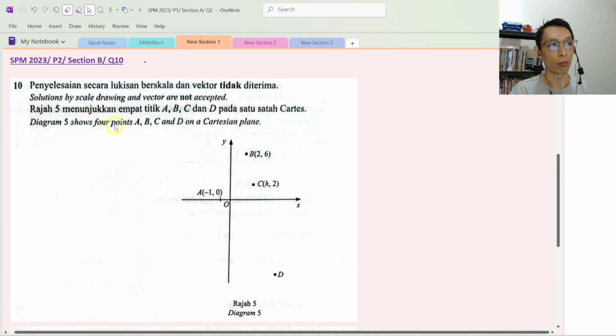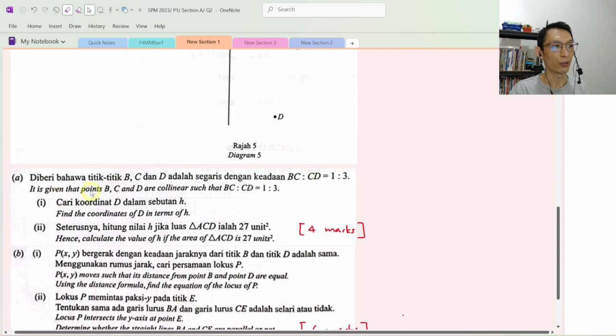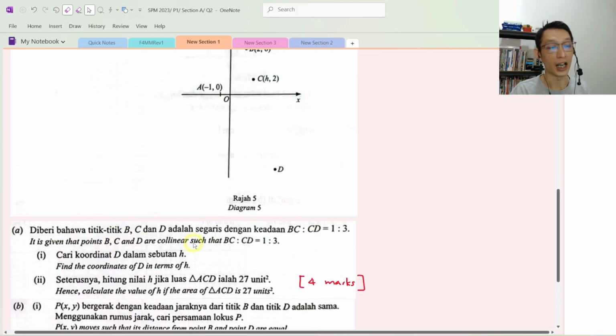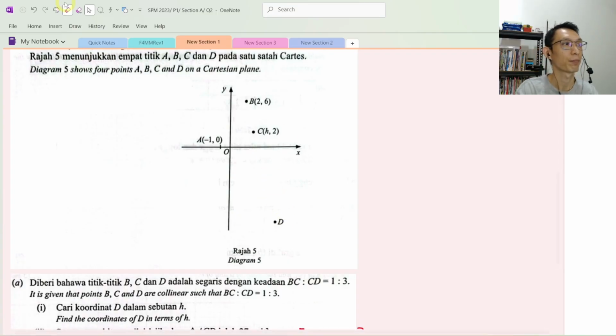Diagram 5 shows 4 points A, B, C, and D on a Cartesian plane. Point A, point B, point C, and point D. It's given that points B, C, D are collinear, meaning they lie on the same straight line, such that BC to CD is equal to 1 to 3. For the first part, we want to find the coordinates of D in terms of h.